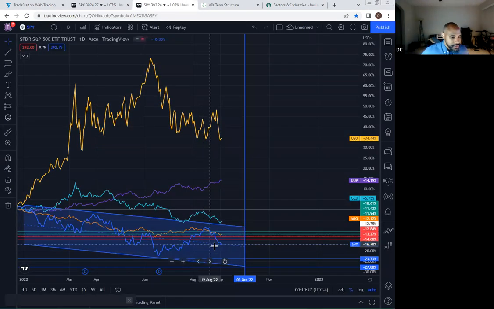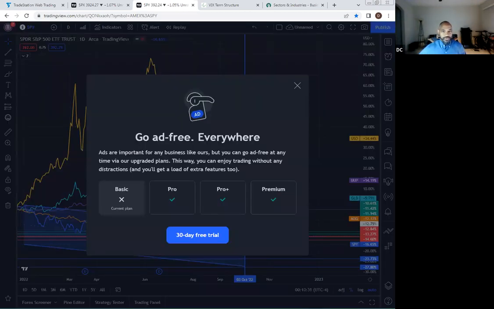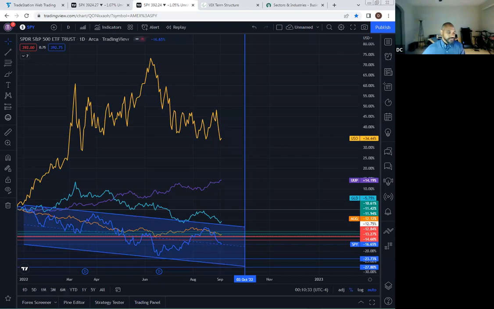So back to the SPY. What do you guys see when you look at this? Obviously, I had this on there. I don't want to take it off. I'll explain my reason in a second, but what do you guys see when you look at this?